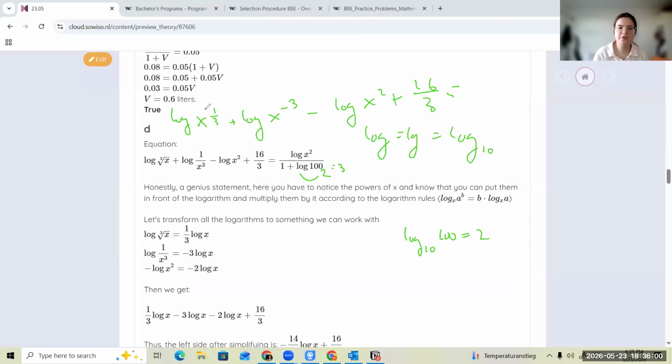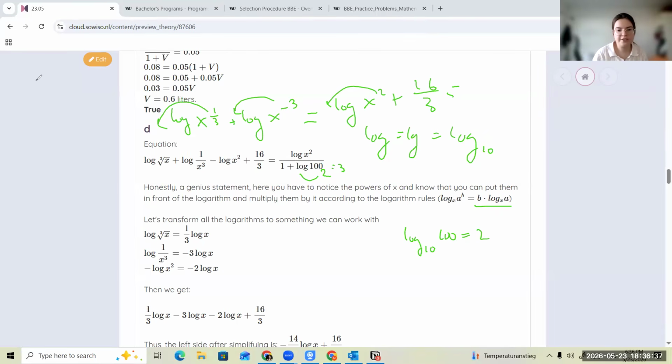So now we put the power in front. This is a property. So when you know the properties and the formulas and the rules very well, you can immediately see which one of them you should apply and how you should apply it. So it's a mixture of knowing all the theory and knowing the tasks. Here you have 1/3 in front, then -3 goes in front, and 2 goes in front, but the minus was here. So essentially you have 1/3 log x minus 3 log x minus 2 log x plus 16/3. This is the left side.